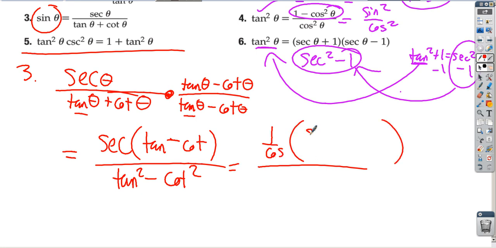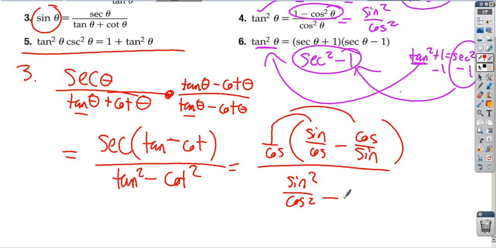Tangent is the same as sine over cos. Cotan is the same as cos over sine. So let's see if we can now distribute this right here. And the bottom, we'll change those as well. The bottom is going to be sine squared over cos squared. That's tan squared. And then cotan is cos squared over sine squared. That's the same as cotan squared.